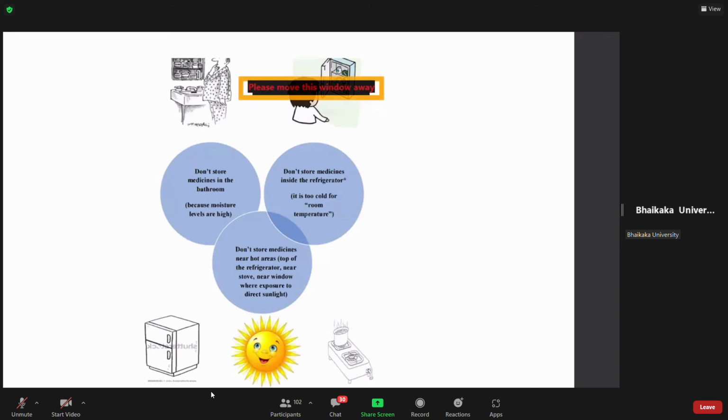There are certain don'ts about the storage of medicine. You don't have to store the medicine where the moisture level is high, for example, in the bathrooms. You don't have to store the medicine near hot areas, like at the top of the refrigerator, near the stove, or near windows. It may deteriorate the quality of the medicine. And don't store the medicine inside the refrigerator unless it is mentioned on the label of the medicine.